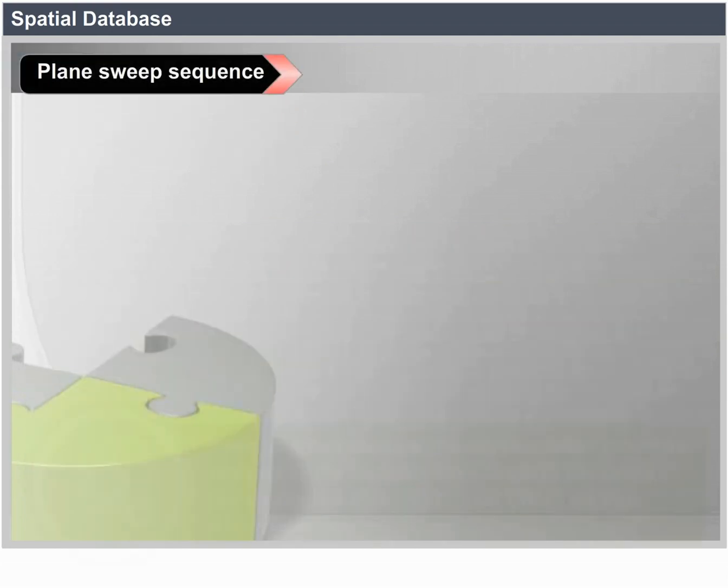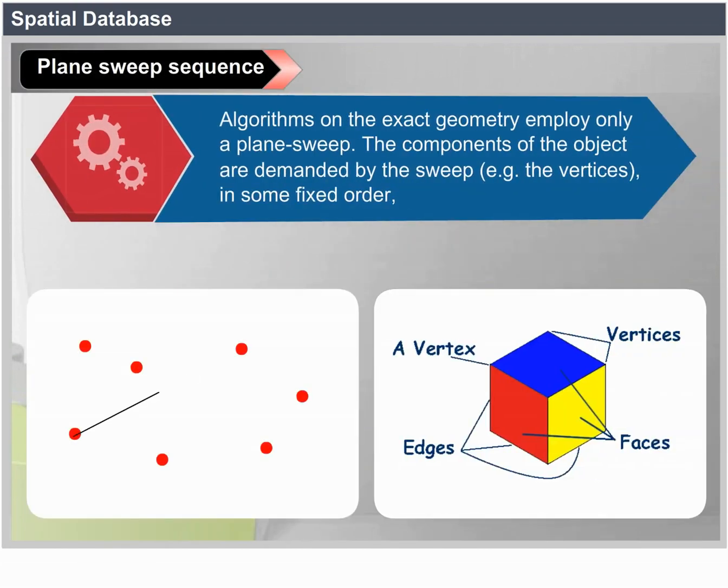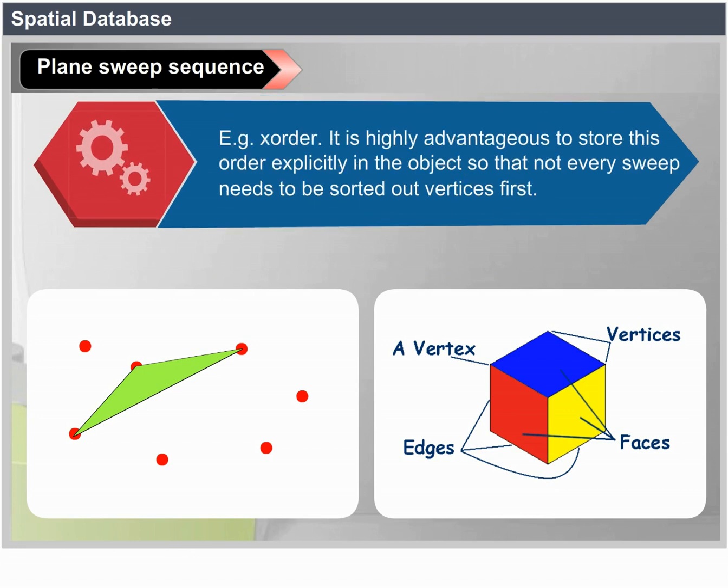Algorithms on the exact geometry use a plane sweep. The sweep needs the components of the object, for example, the vertices in some fixed order, for example, X order. It is highly advantageous to store this order explicitly in the object so that not every sweep needs to sort vertices first.